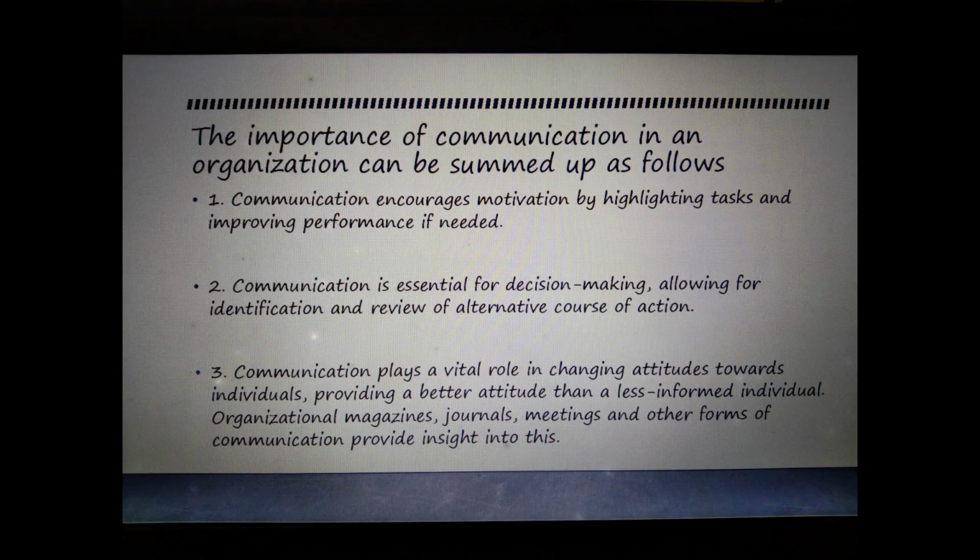So the importance of communication in an organization can be summed up as follows. Number one, communication encourages motivation by highlighting tasks and improving performance if needed. Number two, communication is essential for decision making, allowing for identification and review of alternative courses of action.